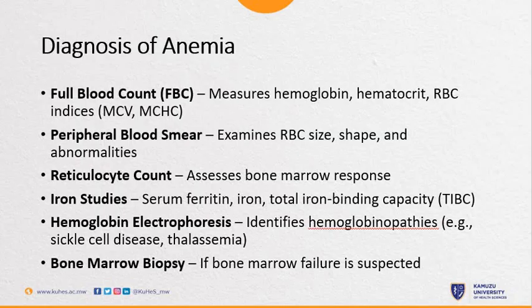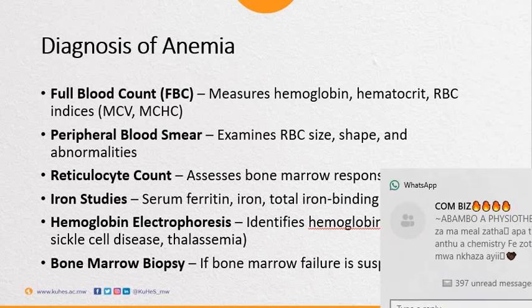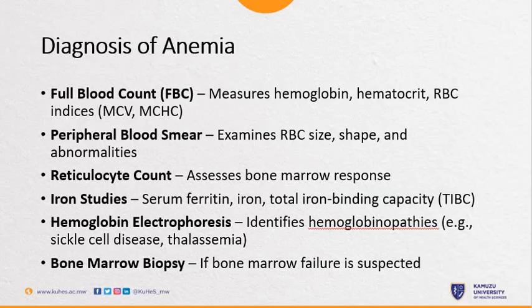Reticulocyte count, which assesses bone marrow response, because reticulocytes are actually just immature red blood cells. So sometimes if there isn't sufficient red blood cells, bone marrow compensates by producing a lot of blood cells, and you might end up finding an increase in these immature red blood cells.